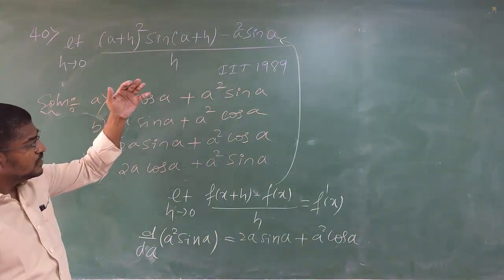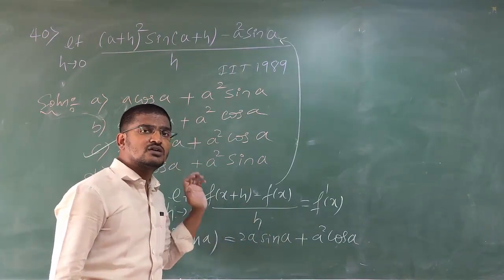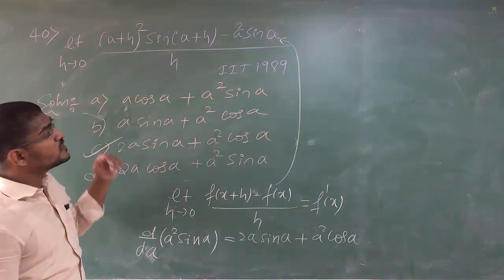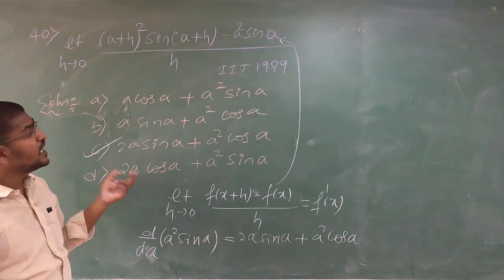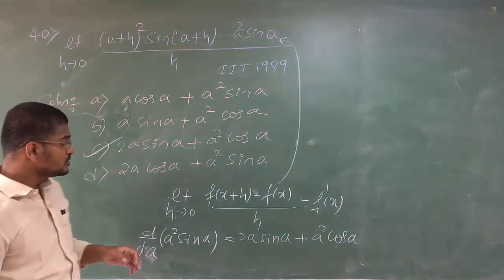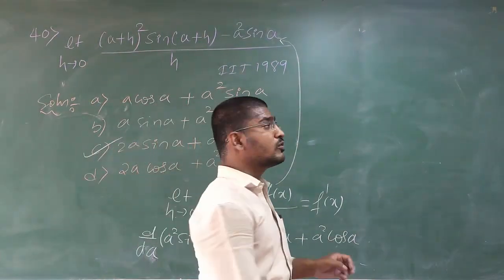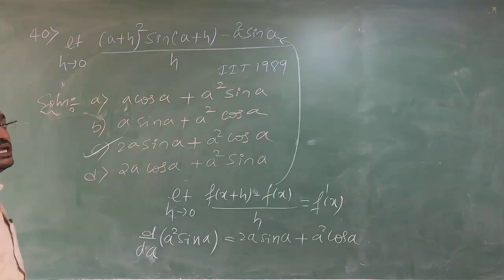So I have solved it with my first principle method formula. You can solve it by L'Hospital rule also. Try with other methods and get the answer. It must be 2a sin a plus a square cos a. So this is your answer, option C for problem number 40.